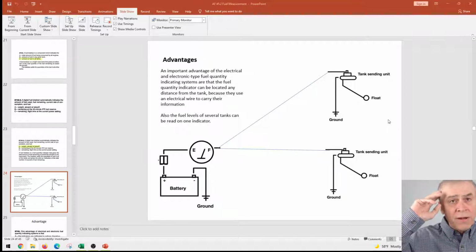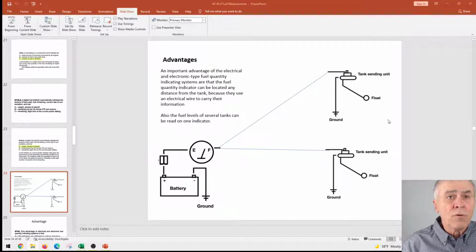An important advantage of the electrical and the electronic type fuel quantity indicating systems is that the fuel quantity indicator can be located any distance from the tank because they use an electrical wire to carry their information. And I tried to show that with the blue line. The indicator compared to the two float sending units in 2 different tanks. Also, the fuel levels of several tanks can be read on one indicator. We already looked at that a little closer.